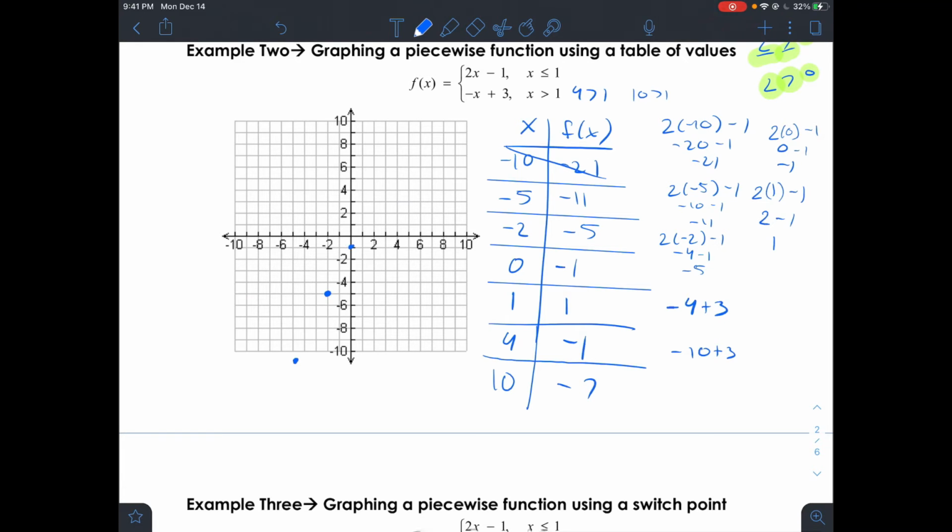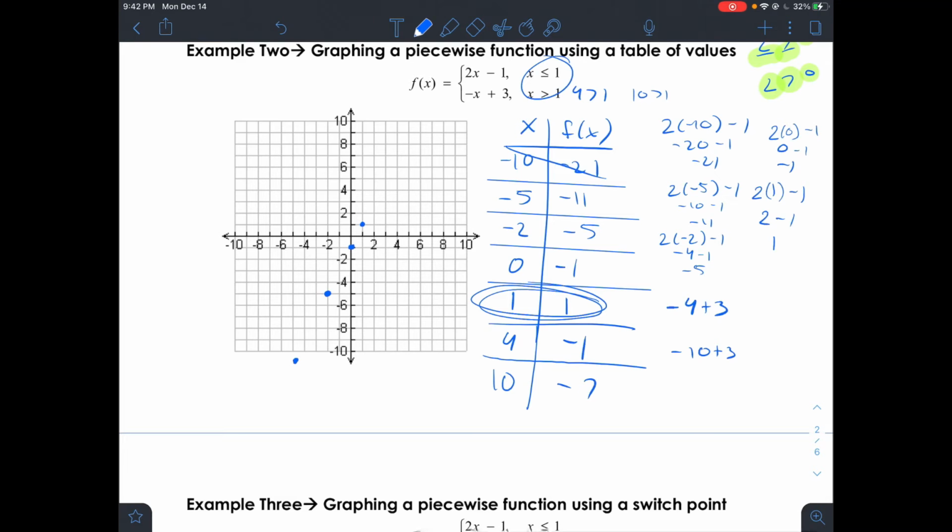0, -1. And keep in mind that this was kind of the point, right? This is the point where it switches. So that's kind of a really important point. We're going to talk about it. So we know that that happens at 1, 1. Okay, so it goes through the point there at 1, 1.